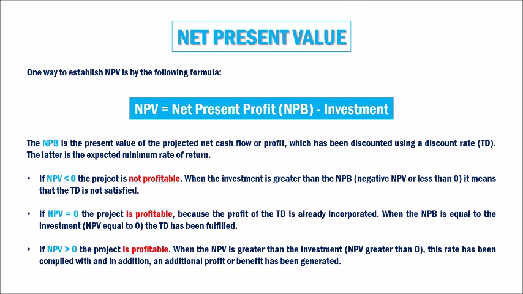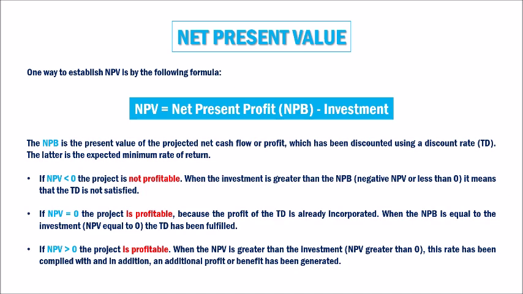One way to establish NPV is by the following formula. NPV equals net present profit, NPP, minus investment. The NPP is the present value of the projected net cash flow or profit, which has been discounted using a discount rate, TD. The latter is the expected minimum rate of return.